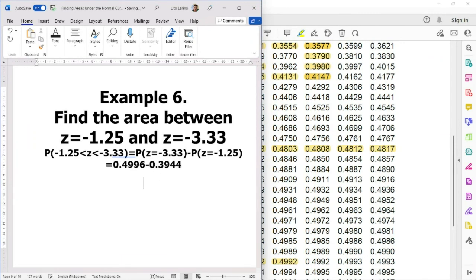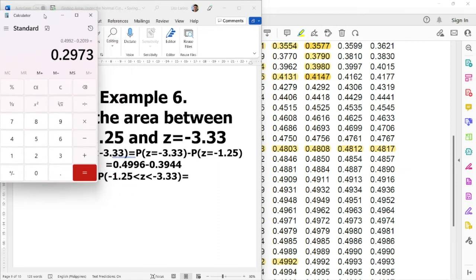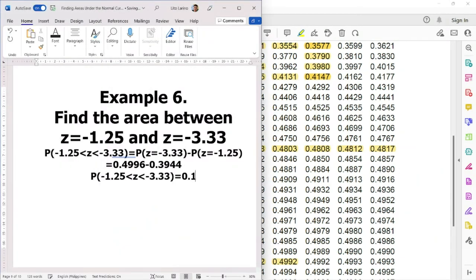0.3944. And we have now the area between the z-scores negative 1.25 and negative 3.33. That's equal to, using our calculator, 0.4996 minus 0.3944. We got 0.1052, or that is equal to 10.52%.